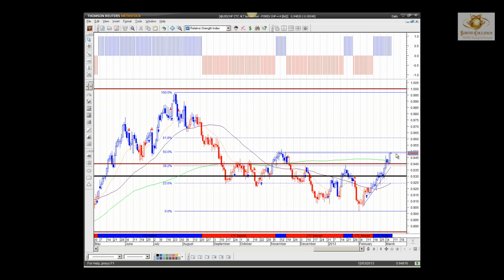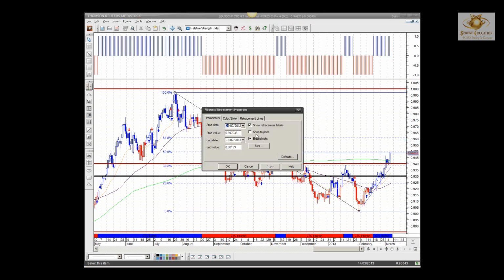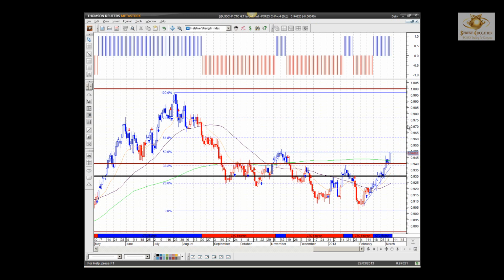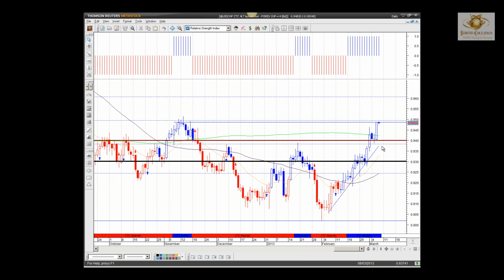You can see where that 50% is at 950. Get above that, 960 to be your first targets. Then the 78.6 fib retracement area, roughly around the 975 mark, before we see price moving up towards that 1,000. So things are looking very, very positive for this particular pair.